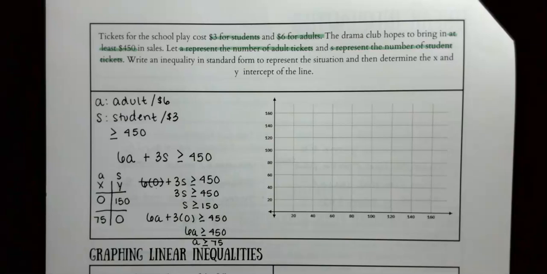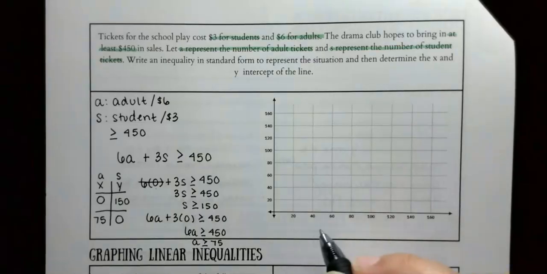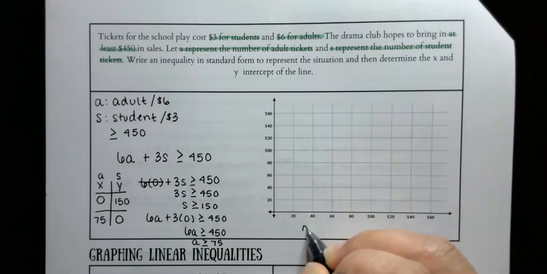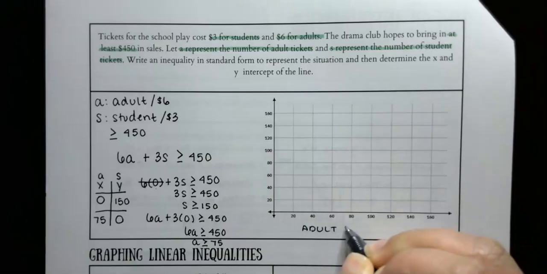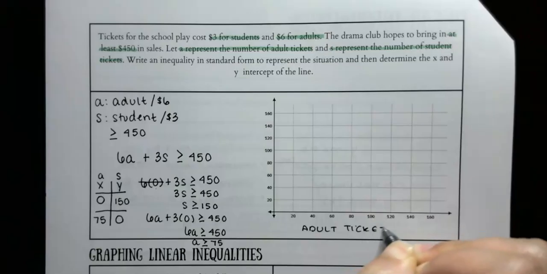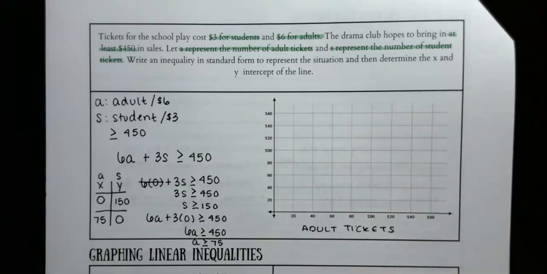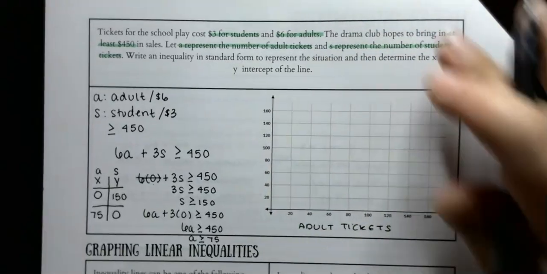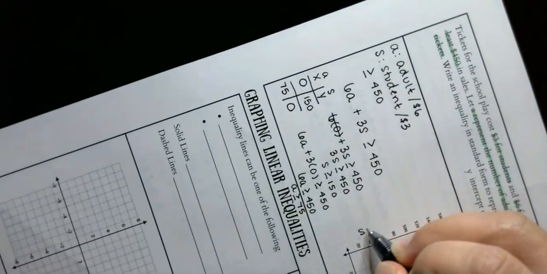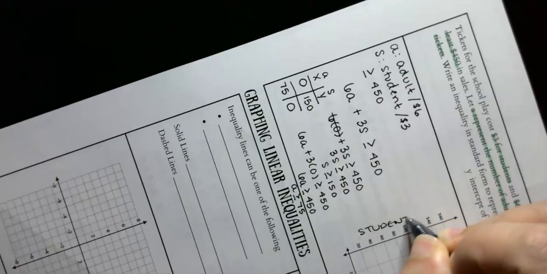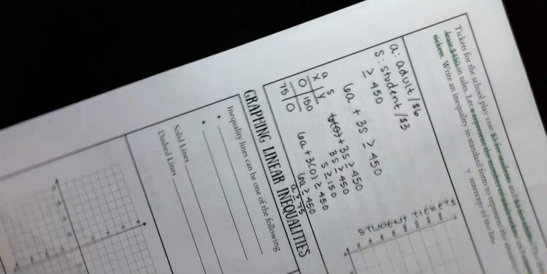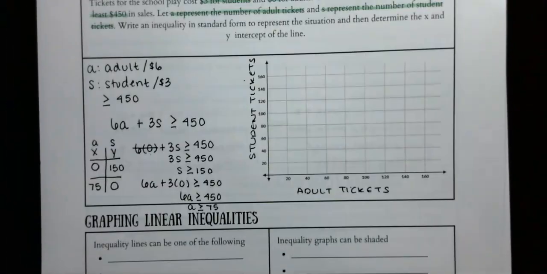So let's go ahead and label our x-axis adult tickets. We're going to say. Okay. And so that means that our y-axis, which is this one, would be student tickets. All right, let me organize that.